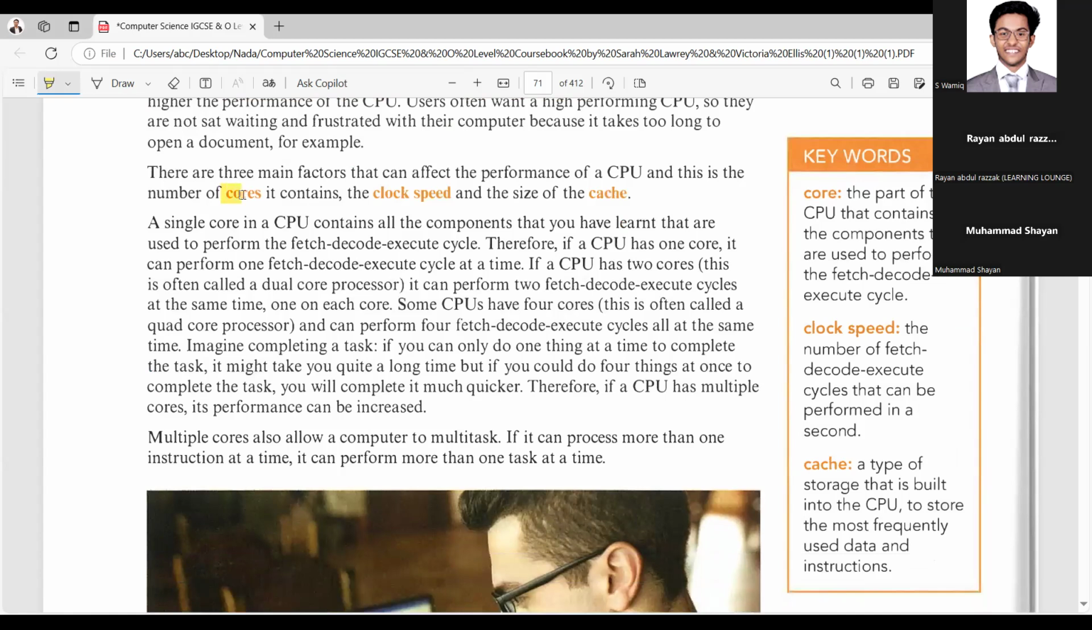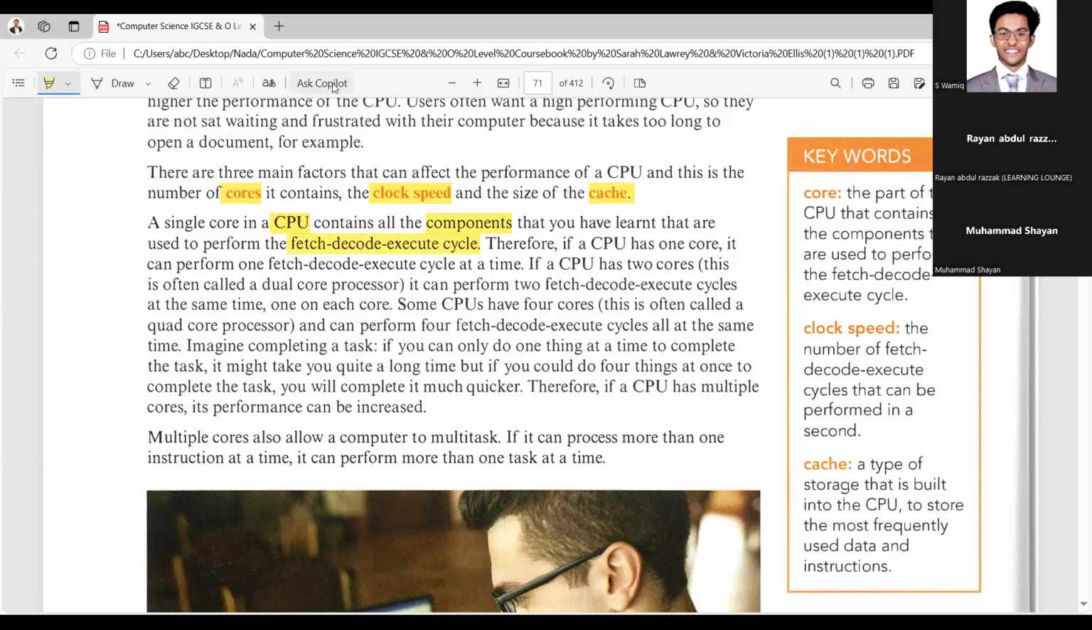In the last class, we also discussed that the first component is cores, the second component is clock speed, and the third component is cache. So basically, a core is a part of the central processing unit that contains all the components that are used to perform the fetch, decode, execute cycle.